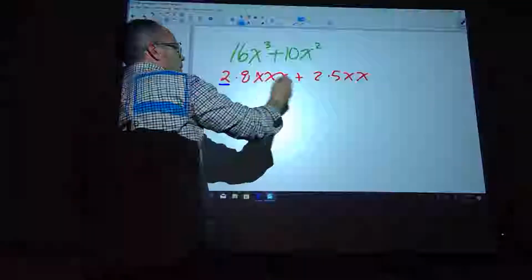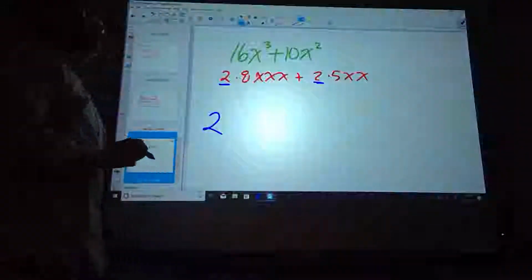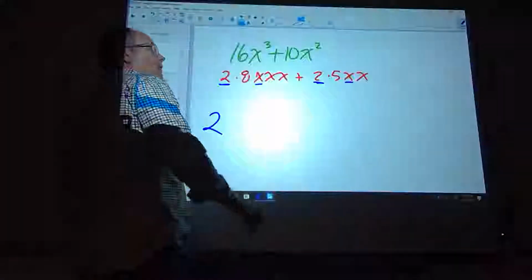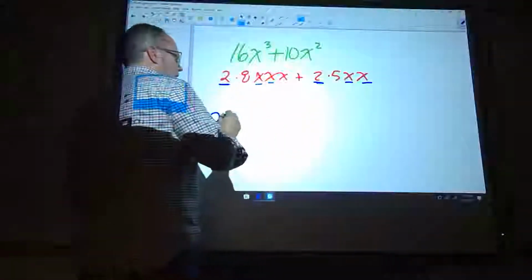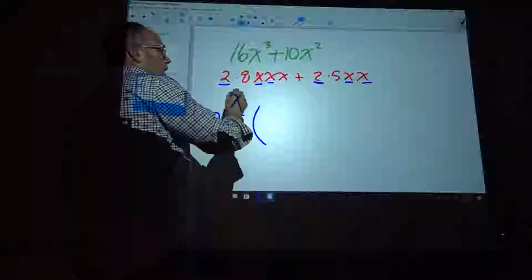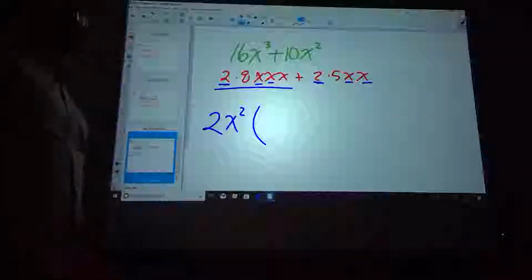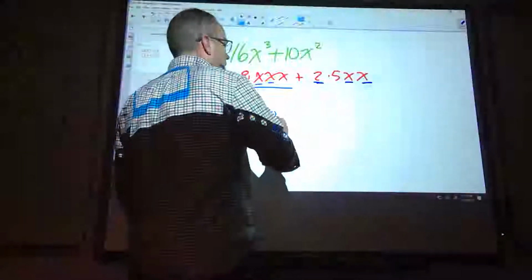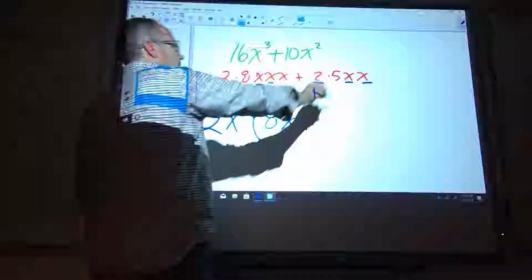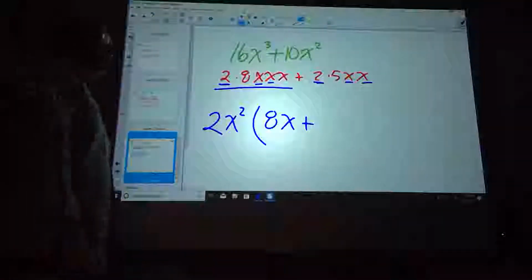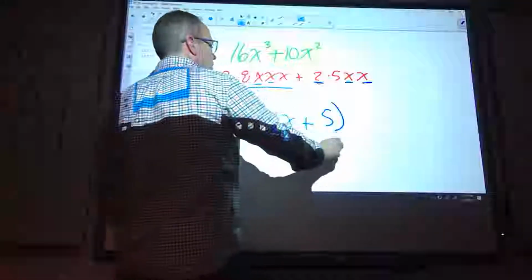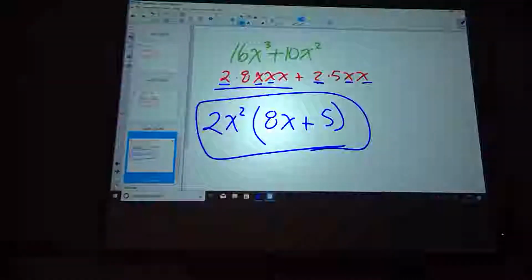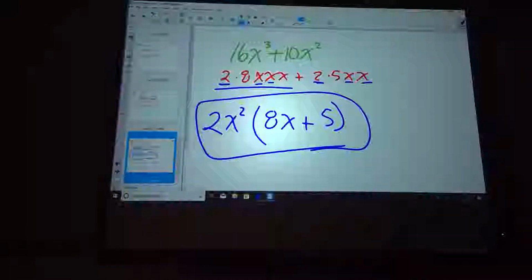So I have a 2 in common between them. What else? X. I have an x. Do I have another x as well? Sure do. So x times x is x squared. So what do I have left if I take a 2x squared out of that first one? 8x. Good. Plus sign comes along. What do I have left on that second one? 5. So again, I undistributed. I undid the distributive property. That okay? Okay, so that's kind of just starting out.